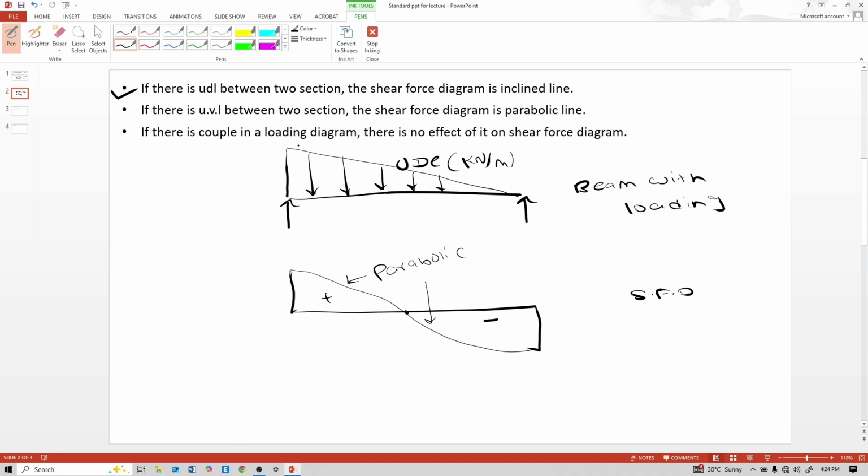If there is a couple in the loading diagram, there is no effect of it on the shear force diagram. See, if there is a couple moment here, there is no effect on the shear force diagram due to the moment or couple acting on that beam.